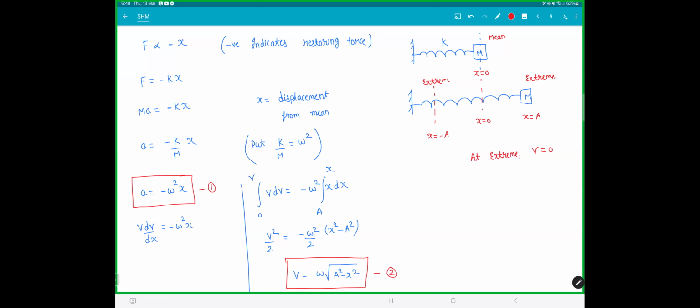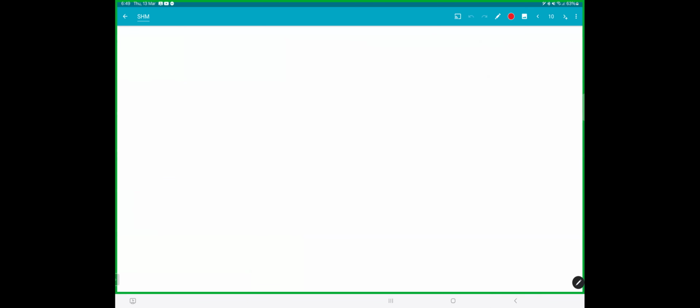Clear? Now I integrate further. So we have v is equal to omega root over a square minus x square. This can be written as dx by dt. This will become dx by root over a square minus x square is equal to omega dt.